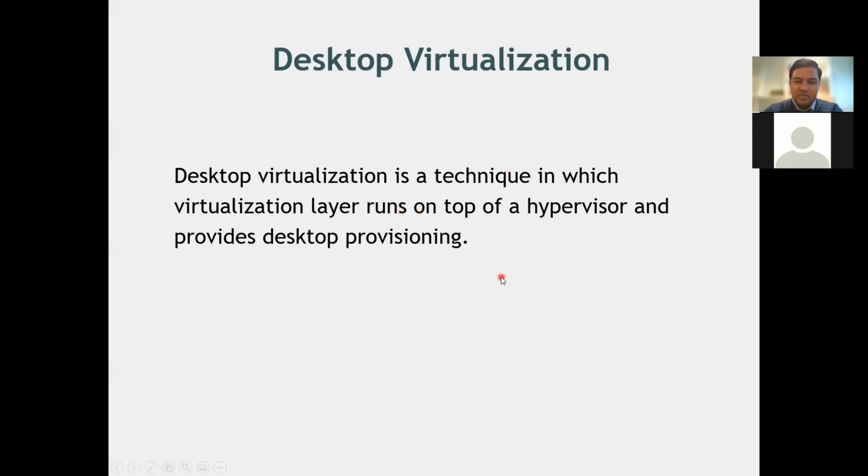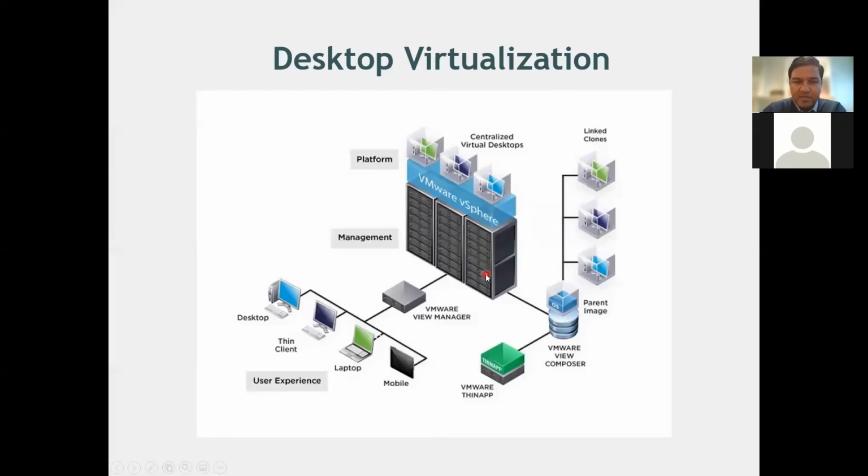By using that, a virtual desktop can be created, and there is a virtualization layer on top of the hypervisor that provides the desktop provisioning. Architecture-wise, there are desktops, thin clients, laptops, and mobiles. VMware has software called VMware View Manager, and VMware vSphere, which is the vSphere server. If that is installed on the server, then people can simply access their virtual environment, virtual desktop, with just a keyboard and a screen. They do not need to have anything expensive.